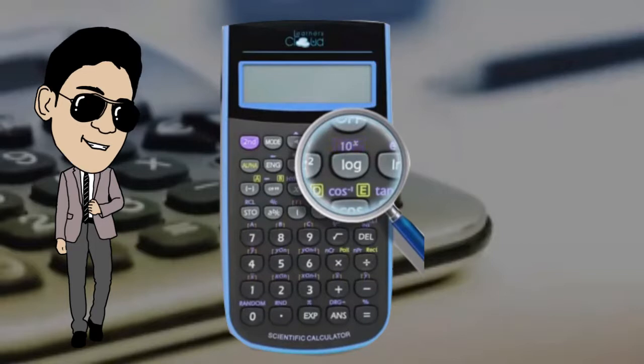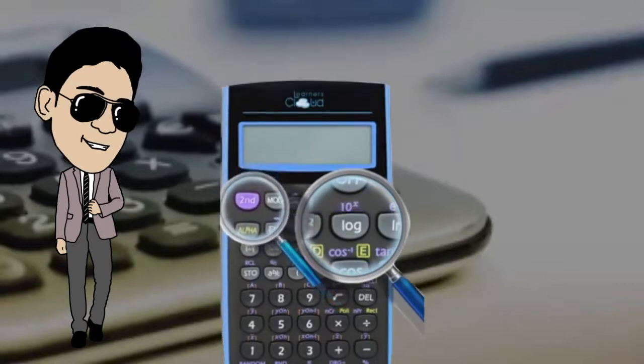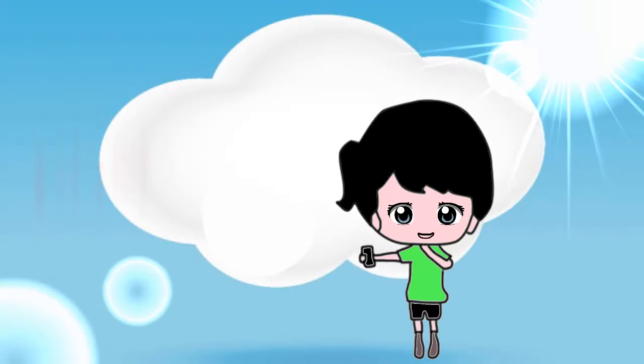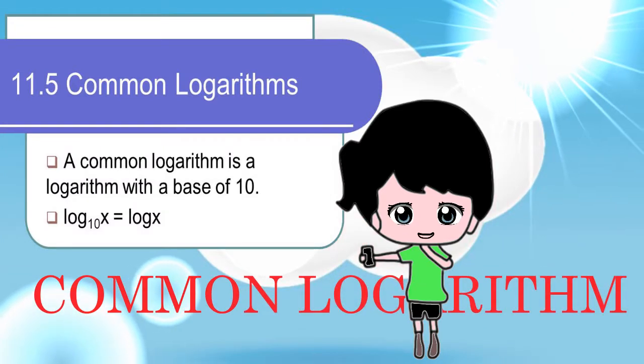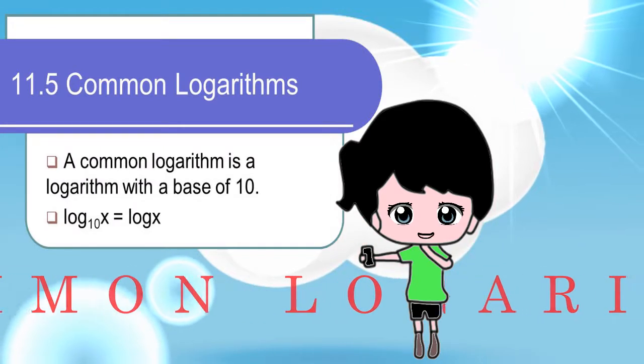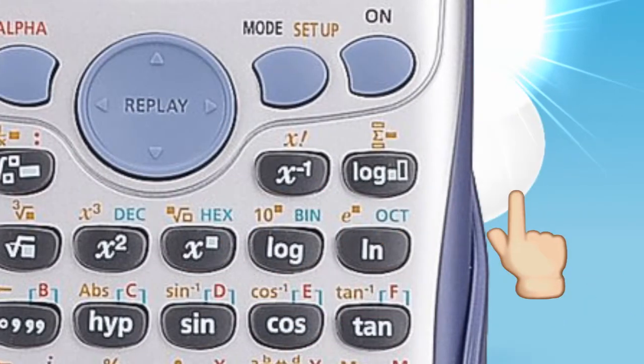Functions of the scientific calculator in terms of common logarithm, trigonometric function, fractional calculation, and conversion calculation. First is the common logarithm. Common logarithm refers to the base 10 logarithm. Here are the key functions involved: this one and this one.